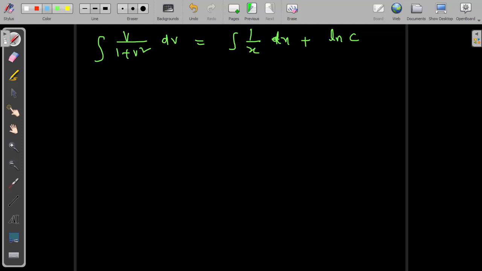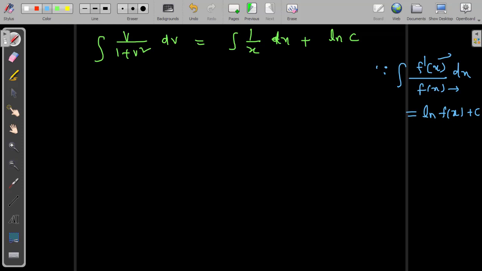Okay students, we have to integrate this quantity with respect to v. So we have this fundamental rule, integration of f dash x divided by f of x. If any function is like this, a rational function where the denominator's derivative is present in the numerator, then we can apply this rule: integration of f dash x by f of x equals ln f of x plus c.